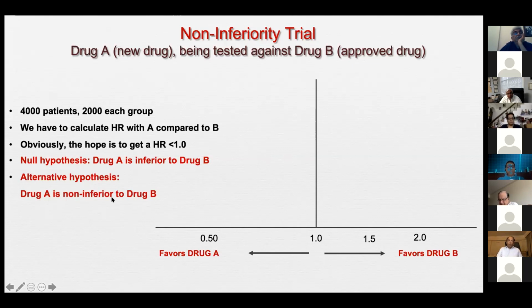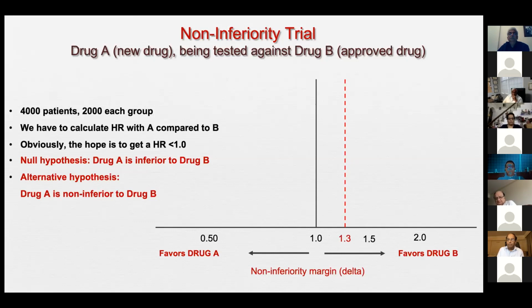Now, when we want to do a non-inferiority trial, we have to prove inferiority with a margin. So we have to create another line, which is called the non-inferiority margin, or the delta. So inferiority has to be proven to be very significant, which means simply crossing this center line will not be enough. The drug has to cross a line which has a delta value, only then will it be called inferior.